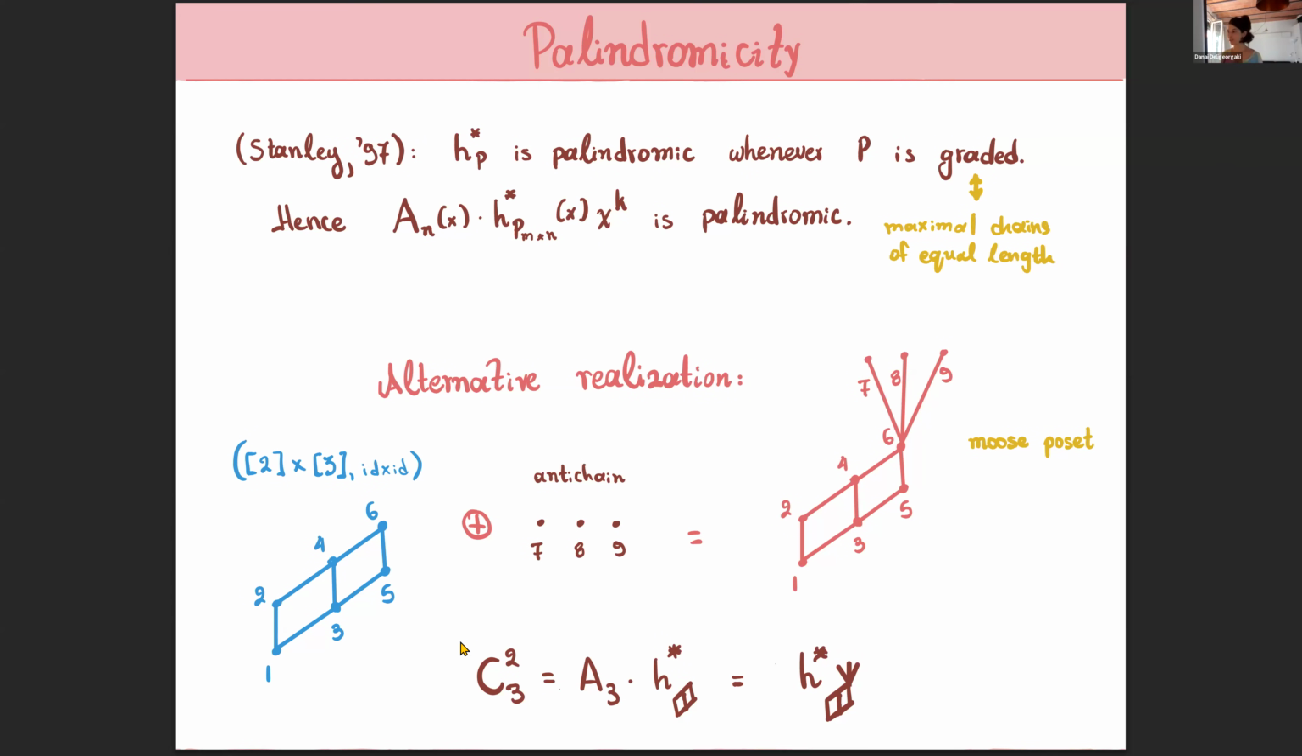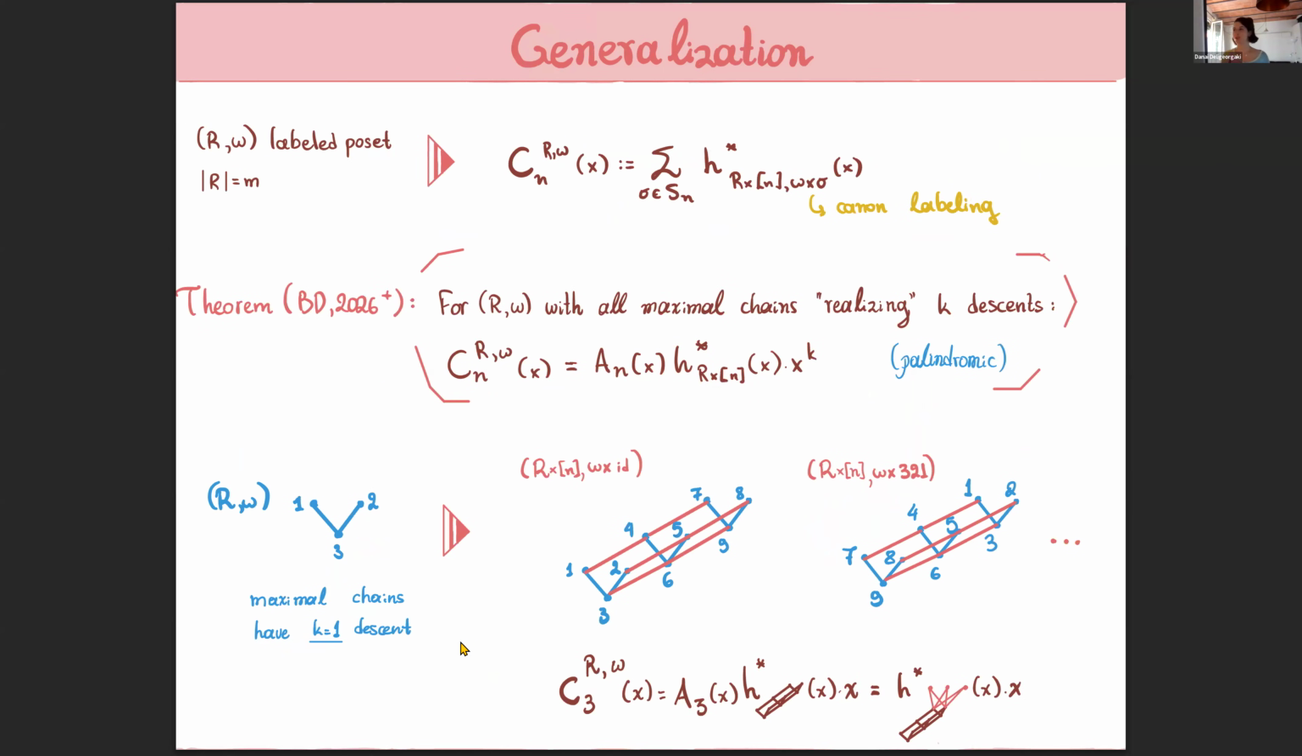But we also have an alternative realization, which is that I can take the chain poset that I had, and I can also take an anti-chain, and I can think of the elements of the anti-chain. I can make them to be covers of the maximal element of my product poset. And now this new poset has the star polynomial that is exactly my Canon polynomial for given n and n. This is what I call the Moose poset, because of our amazing puzzle-solving team.